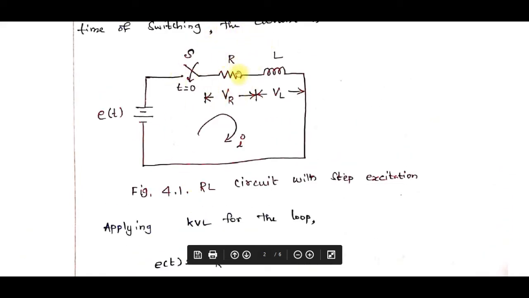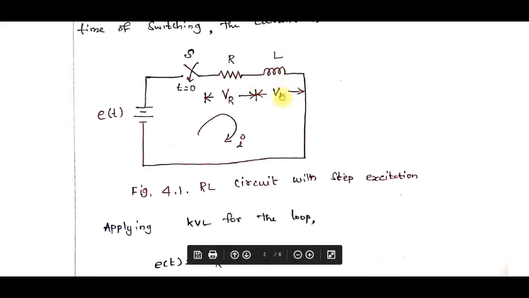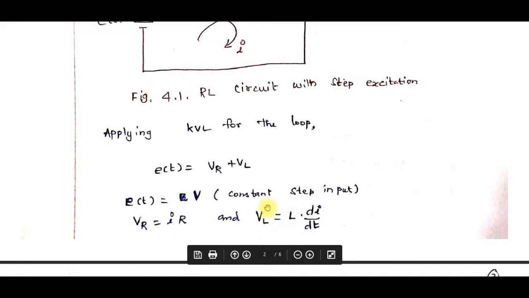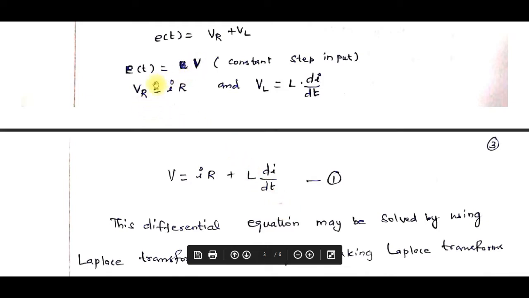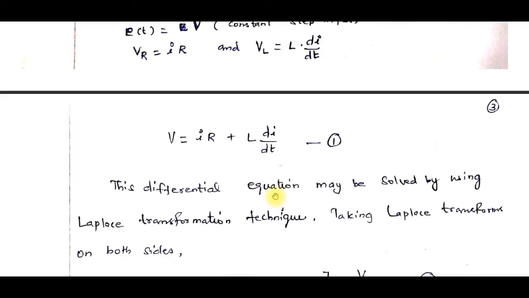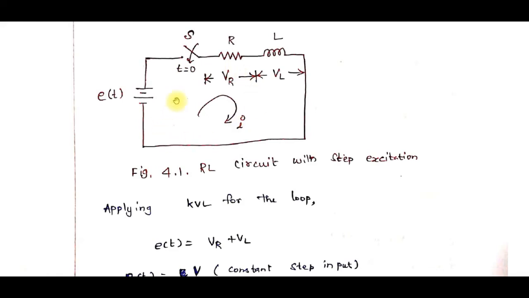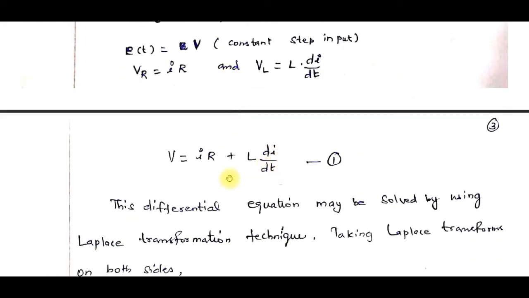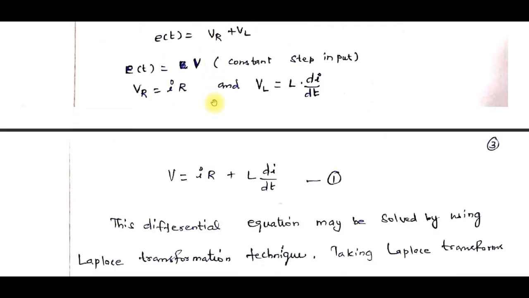Then voltage drop across resistance will be current into resistance, so i into R. Then voltage drop across inductance will be L into di by dt. So VL equal to L into di by dt. If we substitute these values in this equation, we will have V equal to i into R plus L into di by dt. This is the differential equation for this circuit. We can see that this equation is a first order differential equation. So this circuit is a first order circuit.